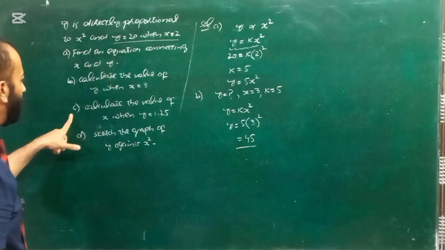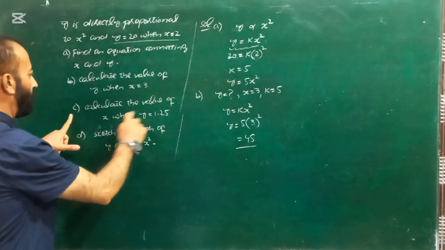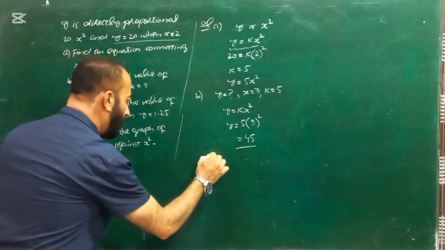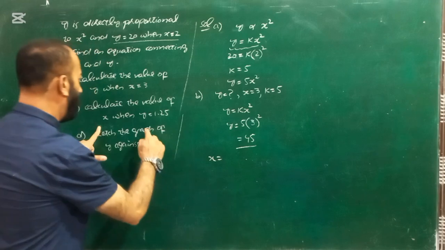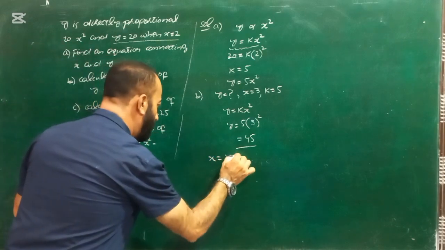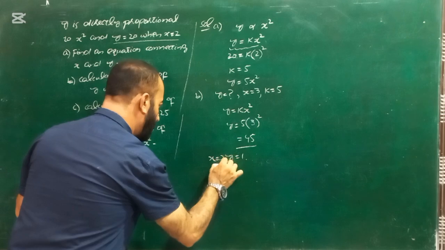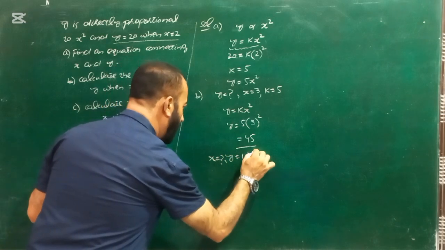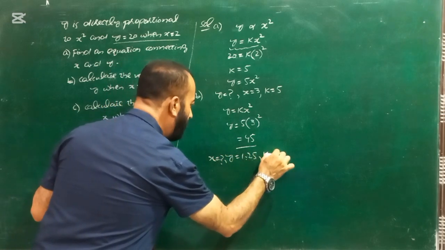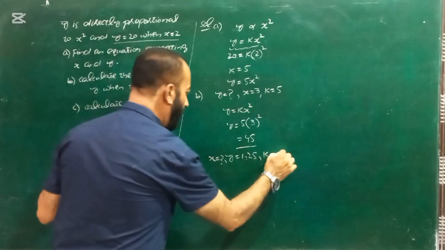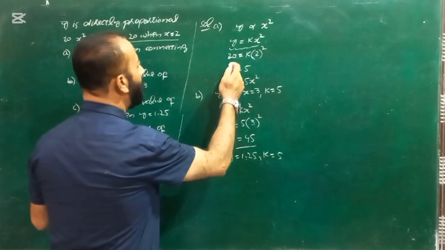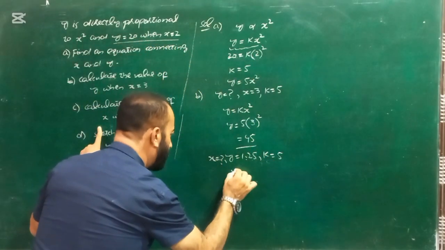In C part, the thing which is given is calculate the value of x when y is 1.25, and k's value we have already found, that is 5. So again use the equation y is equal to kx square.